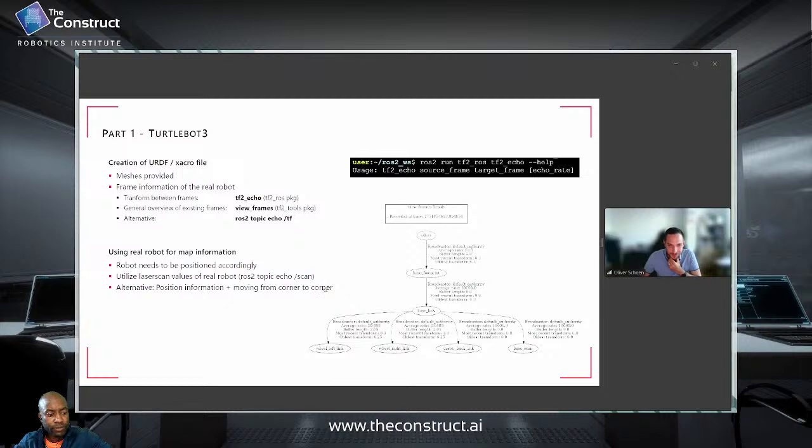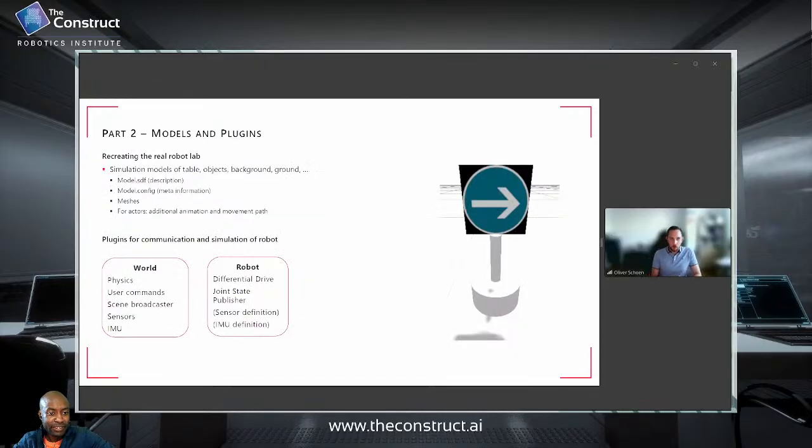Also, alternatively, I think I didn't do it, but you theoretically could also move the robot from one end to the other and just see by the position information how far it was going or how the position changed, so that you can calculate what the size of the area is. But I think with a laser scanner, it's relatively easy. Right. Yeah, I would think so too. Yep. Because you don't have to move it around as much. Exactly. Okay, then to actually recreate the whole lab, we need models and plugins.